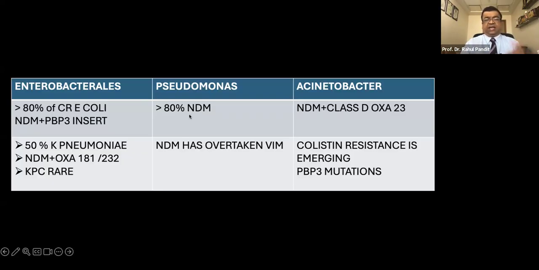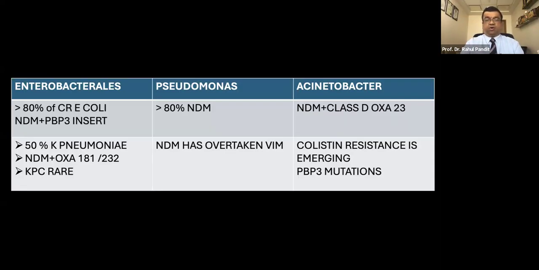Whereas for Pseudomonas, almost 80% of them are NDM. And as we already discussed, Acinetobacter has got NDM plus class D OXA23. Similarly, if you come to Klebsiella, you have around half of them which will have NDM plus OXA48. So out of around 230 isolates, around 181 were either showing NDM or OXA48, and KPC was rarely seen. As I previously mentioned, NDM has taken over the VIM, and in Acinetobacter, colistin resistance is starting to emerge, as well as the PBP3 mutation is starting to emerge.